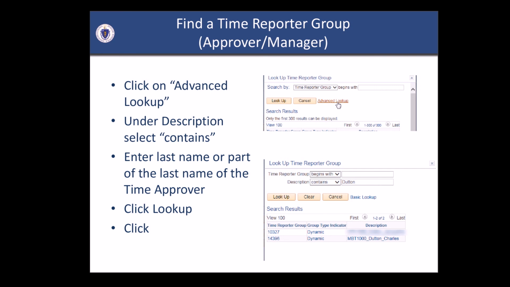From there, you actually are going to click on the Advanced Lookup, and that's going to give you the ability to search a little bit differently. So on that second line, you're going to change the description to Contains.